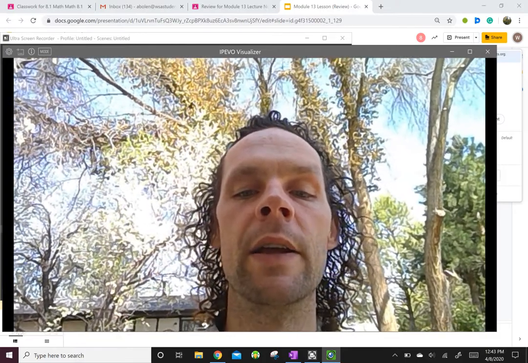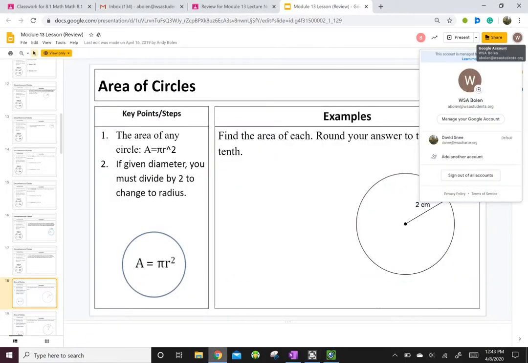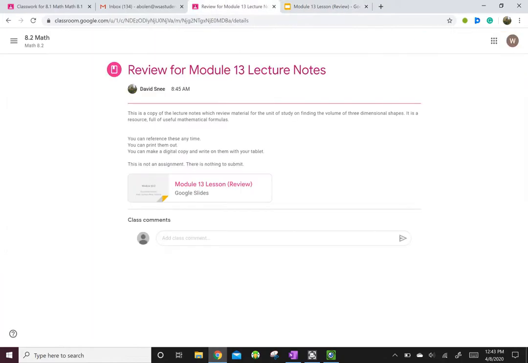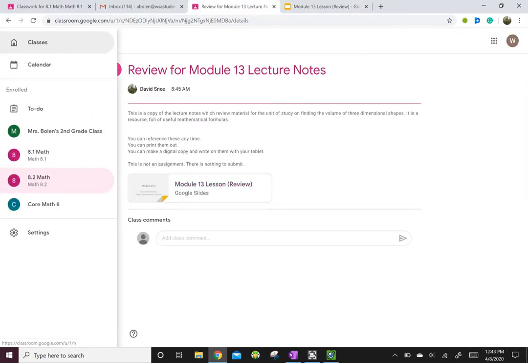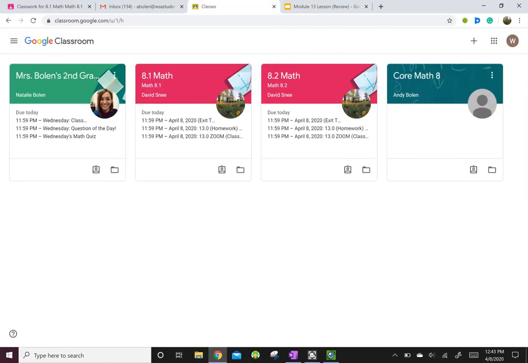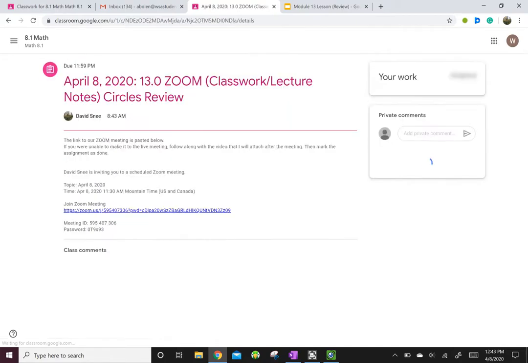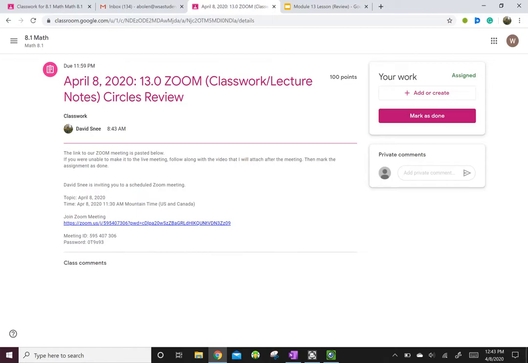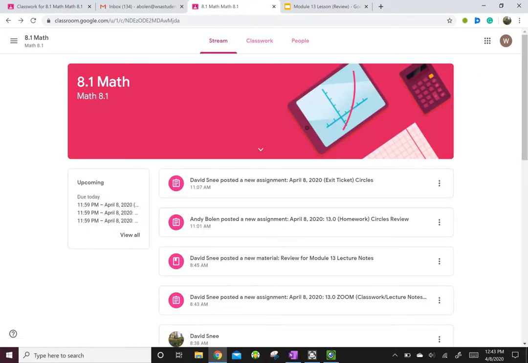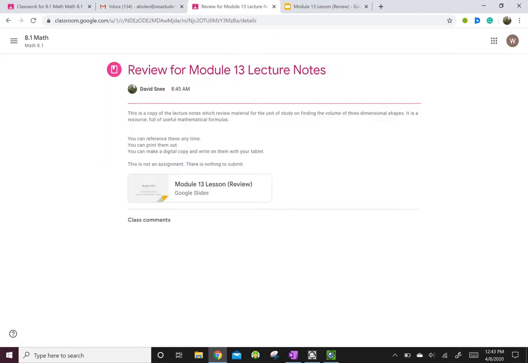Basically, what I did was log into the classroom. Okay, I got into the class, right? I went to my classes and walked you through the assignments. We went into 8.1 or 8.2, and at the top of the stream you see that you have an exit ticket and homework and lecture notes and the Zoom meeting. The Zoom meeting was right here. We clicked on that link and joined the meeting. Everyone was in there.